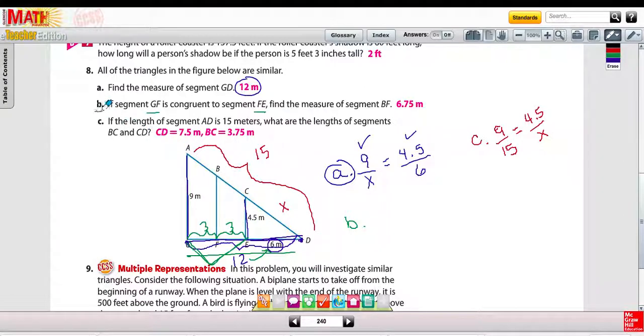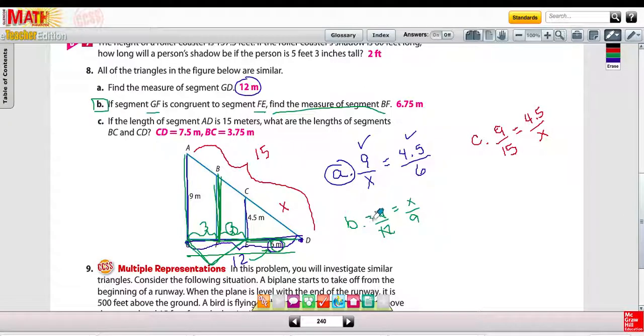So in question B, it's saying find the measure of segment BF. So we're trying to find this guy right here. Well, again, we're going to start with what we do know, and that is 9 over 12. We'll do 9 over 12 equals, we don't know BF right here, so that's going to be our x. And then this one right here is 6 plus 3, which is 9.